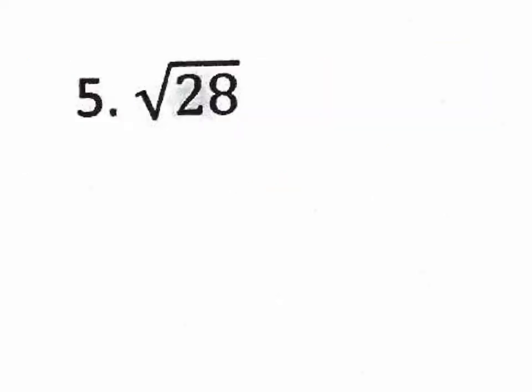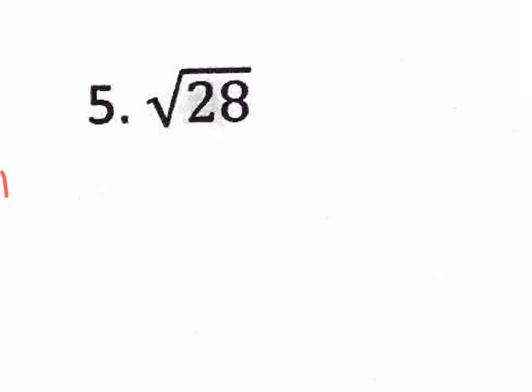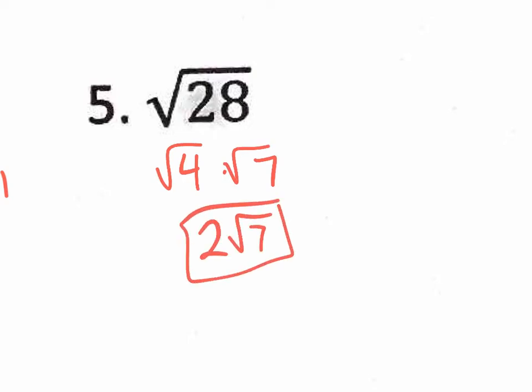Square root of 28, number 5. Square root of 28 is not a perfect square number. So you want to rewrite it with multiplication to get a perfect square number. So what times what is 28? 4 times 7. And 4 is a perfect square number. So 4 times 7, split the root, choose square root of 7, you're done. That's all you could do with number 5.